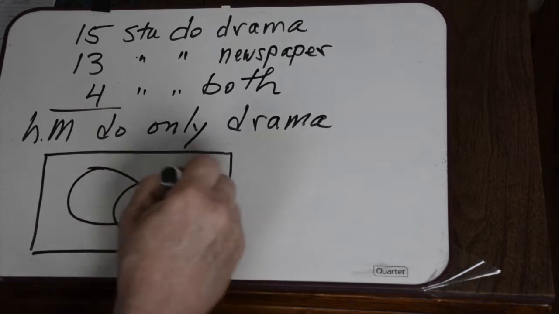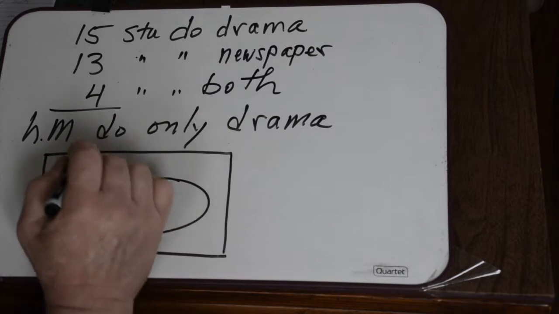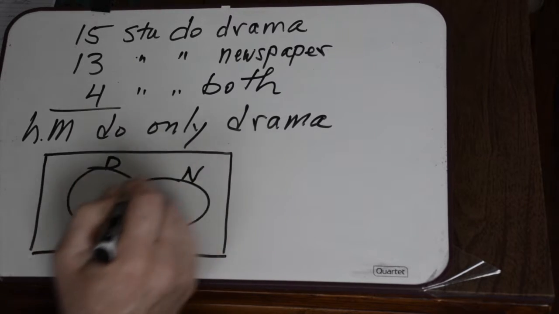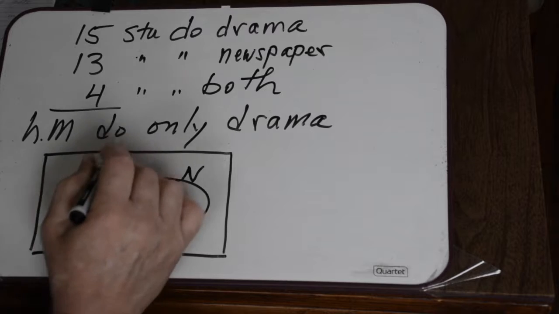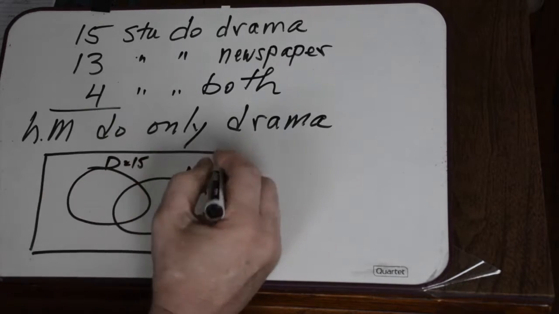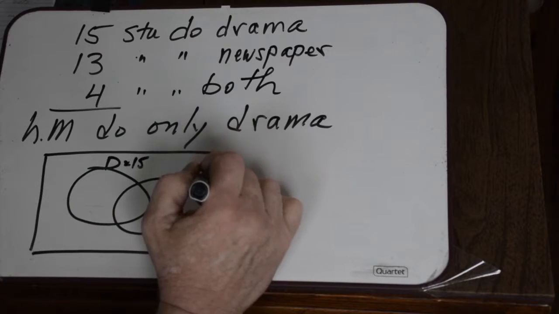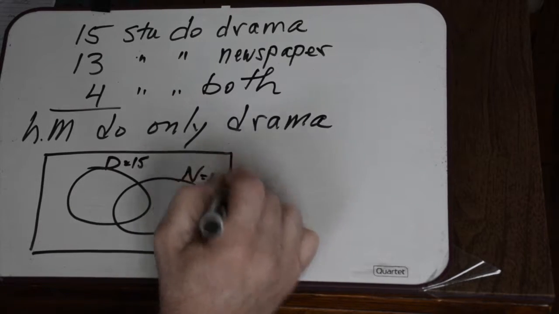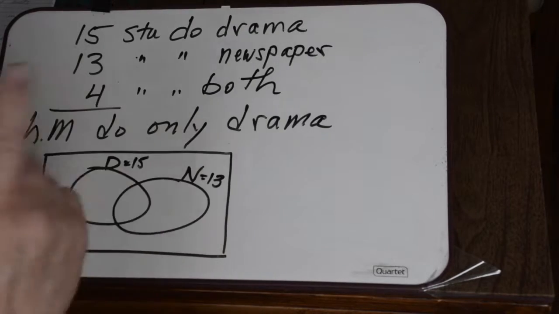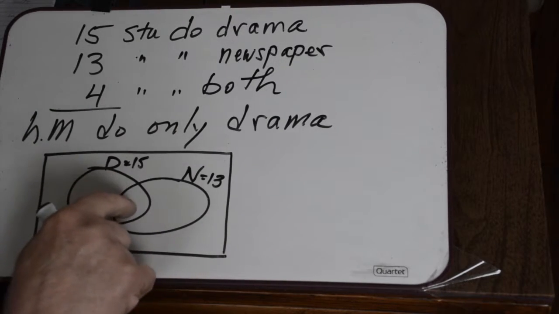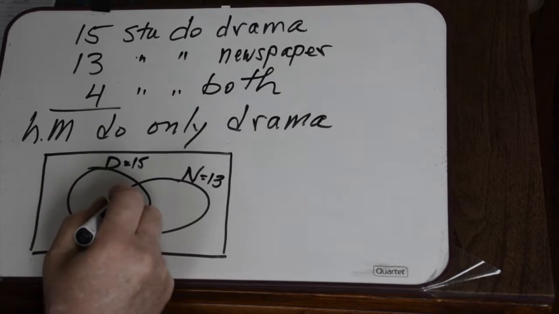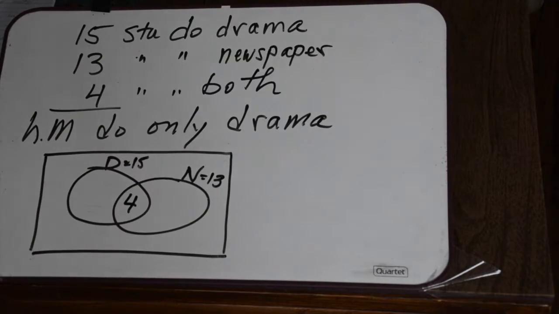Okay, so let's look at what we have here. So we have a total of the drama and the newspaper. A total of 15 in drama and a total of 13 in the newspaper. But how to start? Where do you go? Well, the way you start is look at the overlap. This is the most specific piece of information we have. We know that 4 do both.